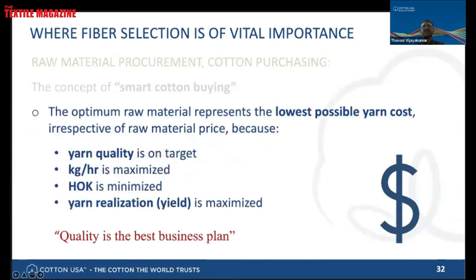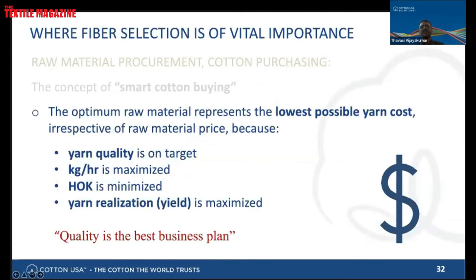The advantages of optimum raw material are, the optimum raw material represents the lowest possible yarn cost. Yarn quality is on target and it can be consistent. So mills don't lose their customers. And this is one of the major advantages of correct raw material. So production is maximized. Right cotton parameters might help run carding with maximum production.